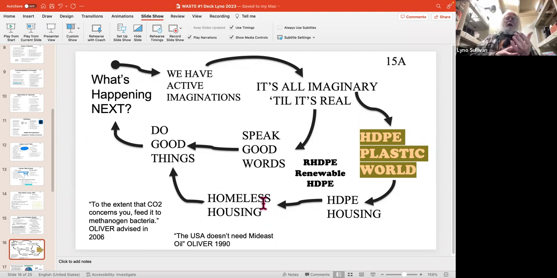And so now on the right side, it's all imaginary. So I imagine what I call HDPE plastic world. And from that world, we'll spin off HDPE housing and we'll provide homeless housing at $1 a pound for the housing. And it takes 24 tons of housing to build a livable homeless house. And so that's $24,000 worth of plastic that can build a habitation. And that's in the model.